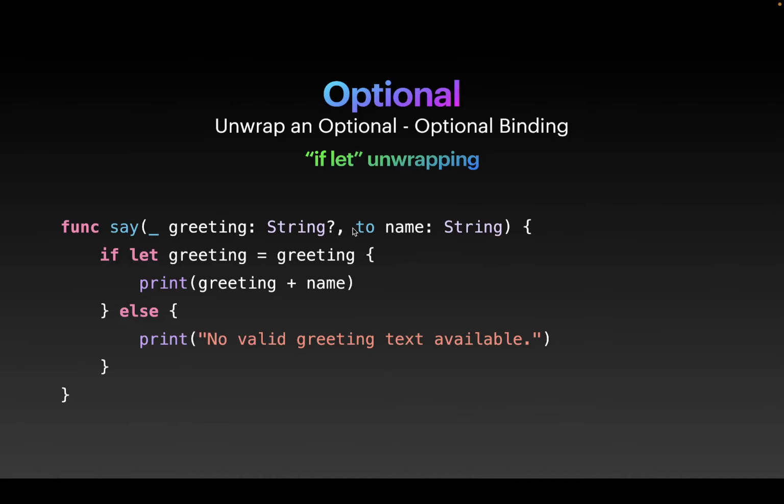So if it's nil, then it will return no valid greeting. If you pass a nil as a greeting into this function, it's just going to print no valid greeting text available. If it has some data, it's just going to print the greeting concatenated with the name.